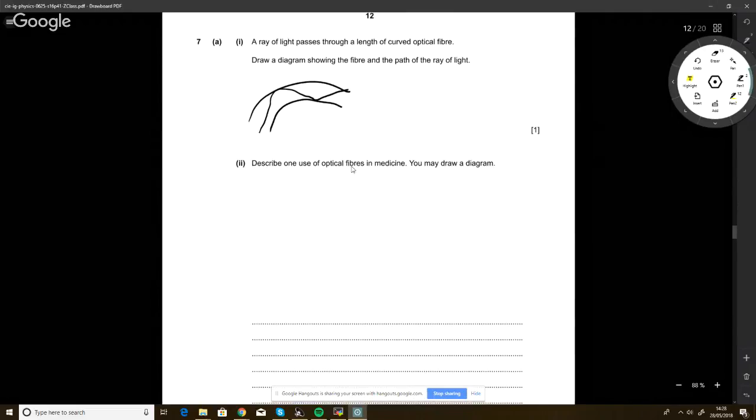Describe one use of optical fibers in medicine. You may draw a diagram. There's a whole range of different applications. It can be used to burn cancer cells. It can be used as an endoscope, because the light passes down it. So instead of having a bulb at the end of a pipe or a camera at the end of a pipe, you can just use the optical properties to send light in and out of the human body and so on.